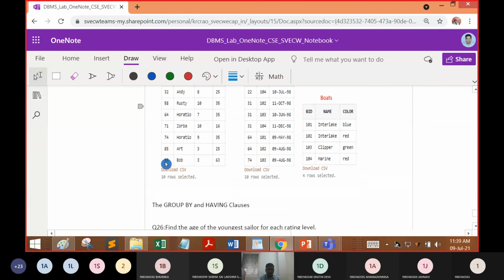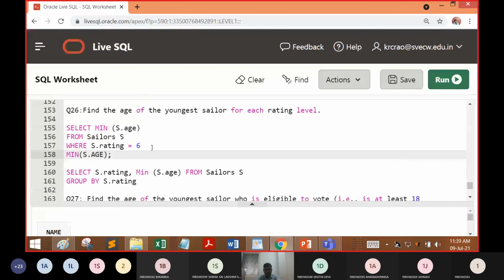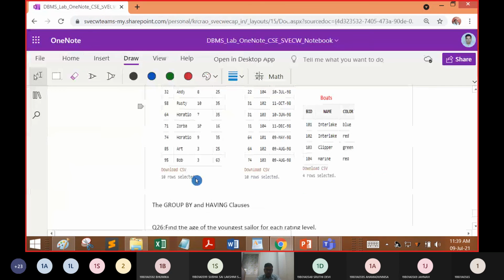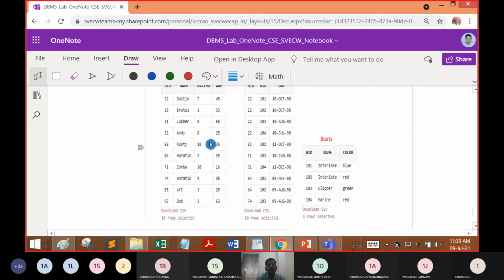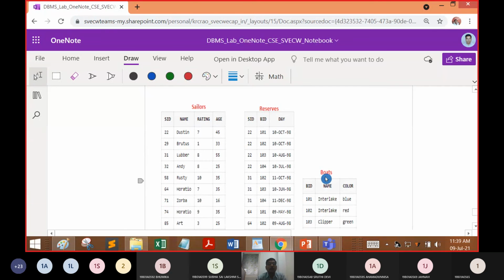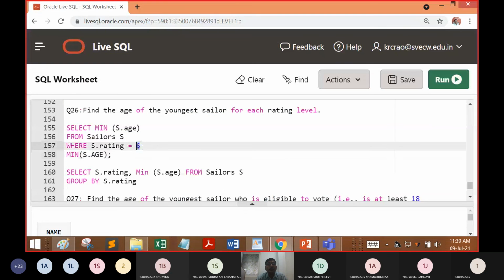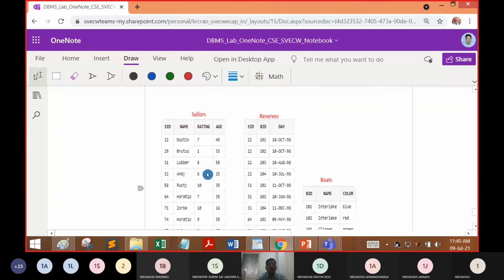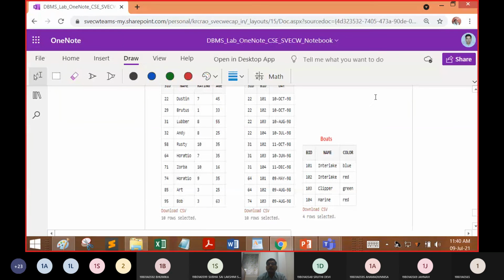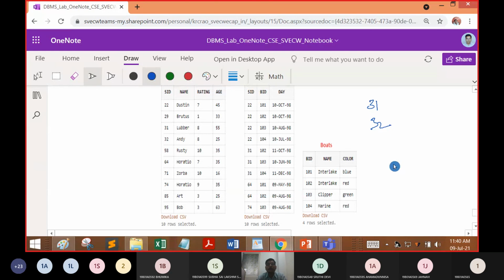So the question was rating is equal to 6. Whoever is going to have rating 6, there is no person with rating 6. Now let us see rating is equal to 8. Whoever is going to have rating 8, you can see rating 8 is with 31 or with 32. Only these two entities are going to happen.